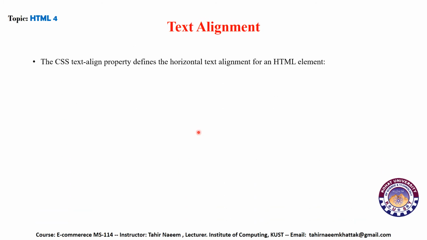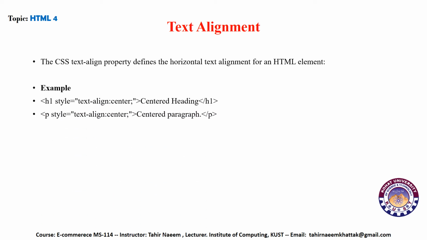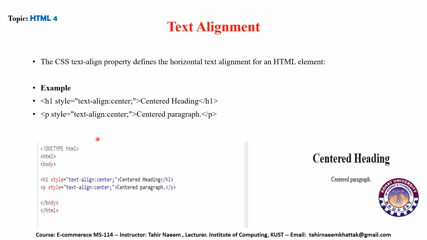Text alignment. The CSS text align property defines the horizontal text alignment for an HTML element. Example. H1 style is equal to text align center heading. P style text align center paragraph. As you can see for yourself, there are 4 kinds of text alignment: center, left, right and justified. Here I will use the alignment of center.